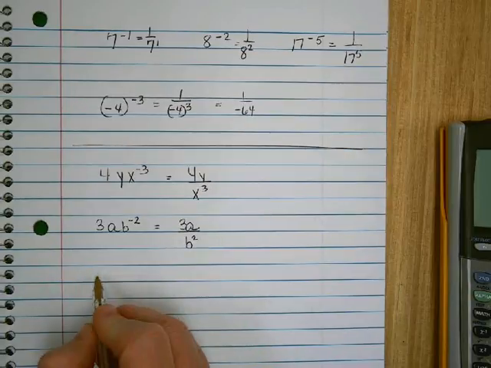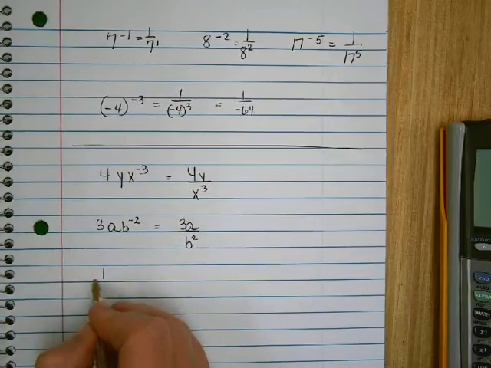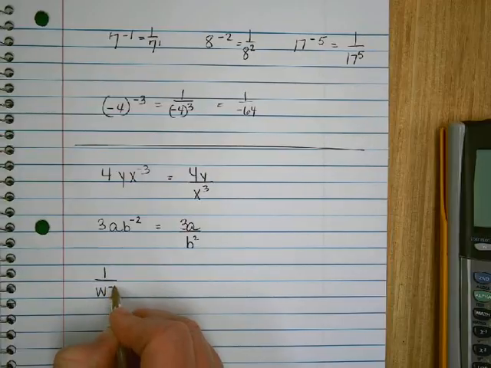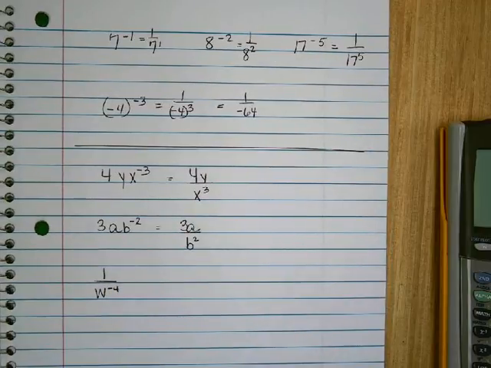What happens if you have 1 over w to the negative 4th? This is the first time we've seen a variable with a negative exponent in the bottom. Now the rule says if it's got a negative exponent, you've got to move it to the other part of the fraction. So if it's in the top, we've been moving it to the bottom. That's all that they've shown us so far. Now it's in the bottom, so we got to move it to the top. So what is this going to be? W to the 4th.